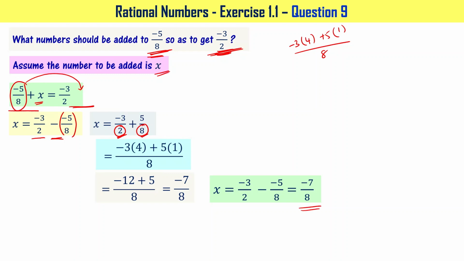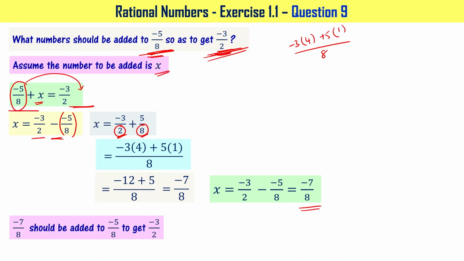This is the number we have to add to minus 5 by 8 such that we get minus 3 by 2 as the answer. Minus 7 by 8 should be added to minus 5 by 8 to get minus 3 by 2, right?